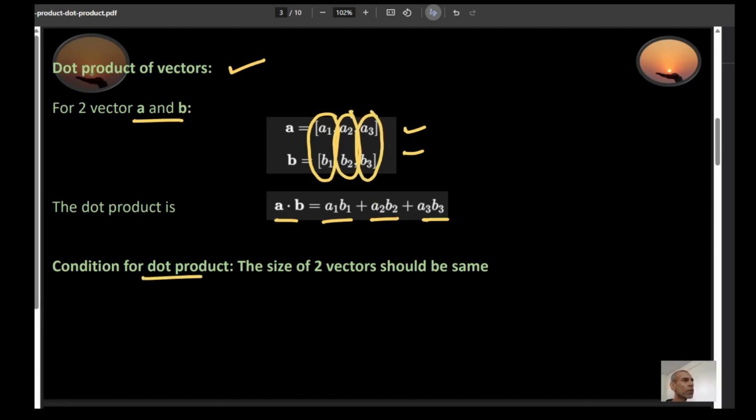Now, one of the conditions for dot product is that the size of the two vectors should be same. So the size of A and size of B should be same. Only then you can perform dot product. Otherwise, it would not happen.